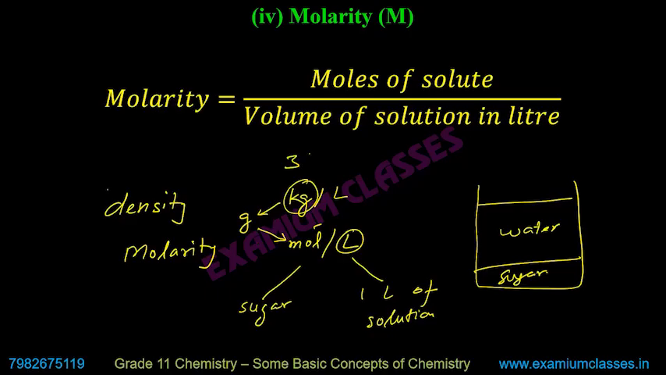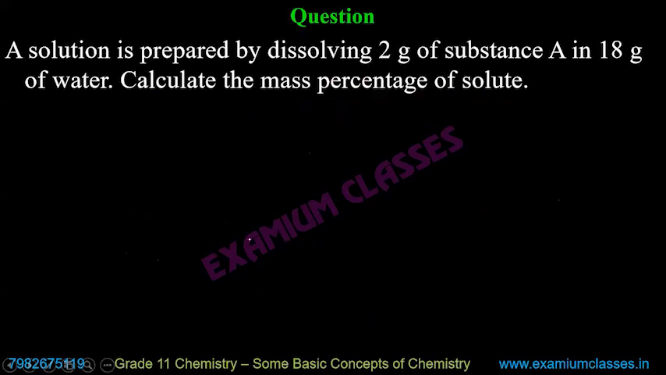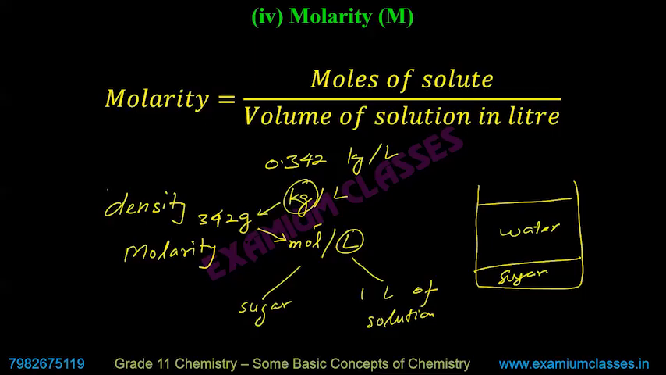Given mass divided by molar mass. Suppose I have 342 grams, or say 0.342 kg per liter as density. So in 1 liter, I will have 342 grams of sugar. 342 grams of sugar will be 1 mole because the given mass divided by the molar mass of sugar, which is also 342, gives 1. It means the molarity will be 1 because there is only 1 mole present in 1 liter. So molarity will be 1.